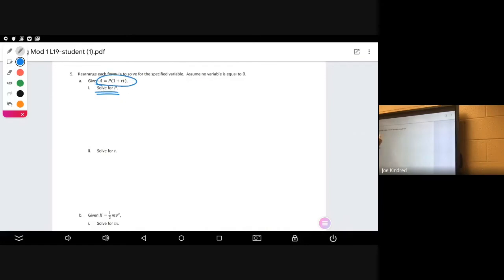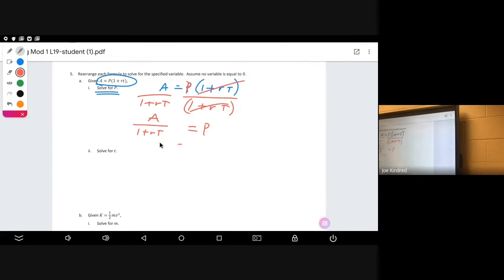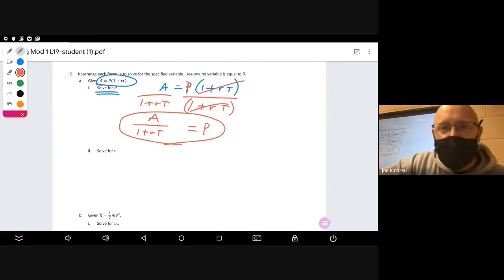Watch. So I rewrite it. A equals P times 1 plus RT. It looks complicated, but it's not. We're solving for P. Guess what? Just divide. This is so easy. It's unbelievable. And P is equal to the area over 1 plus RT. Believe it or not, that's the answer.